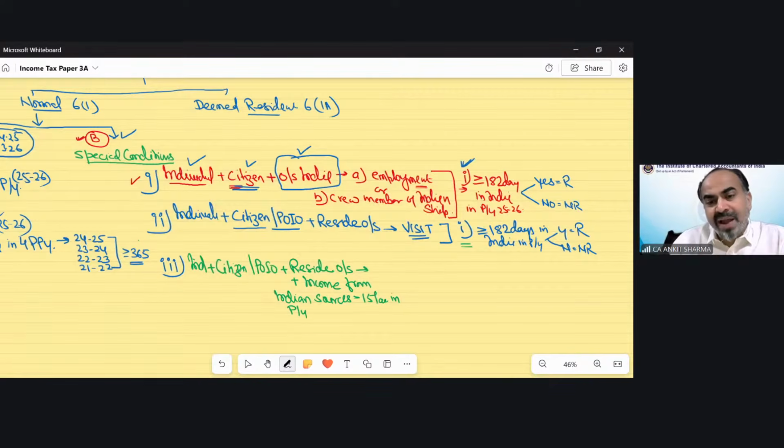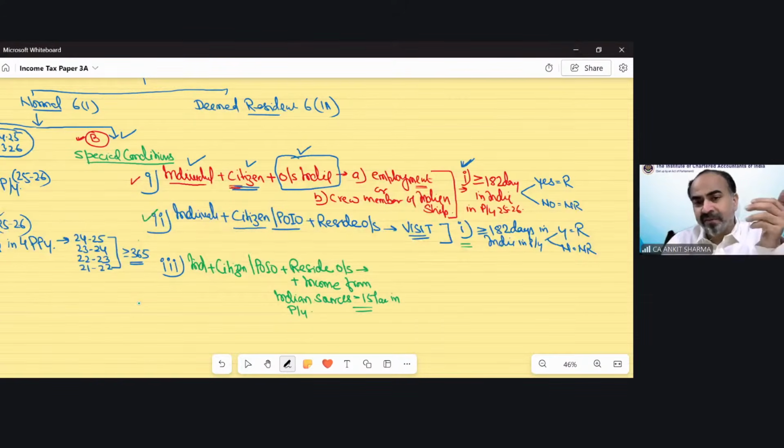Suppose you have two relatives who reside outside India. One does not have more than 15 lakh rupees income from Indian sources. Your one relative does not have any income from Indian sources, and even if there is income from Indian sources, it is not exceeding 15 lakh. That will fall in the second category if they do visit India in the previous year.